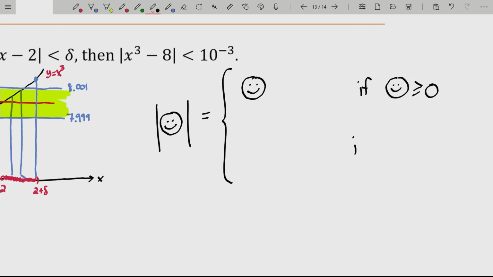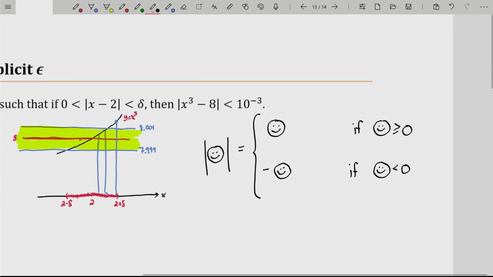If on the other hand, whatever was in those absolute values was negative, then the absolute values will force it to be positive by taking its opposite. And that's where we get the true definition of the absolute value. Sorry, I was kind of stunned at how horrible my happy face was there. Terrible, terrible. So what we're going to do is actually break this into those two cases.